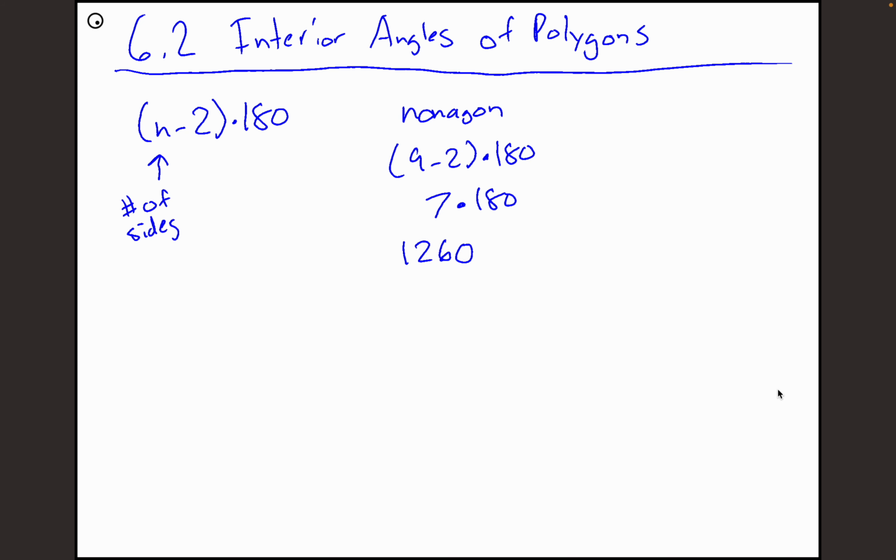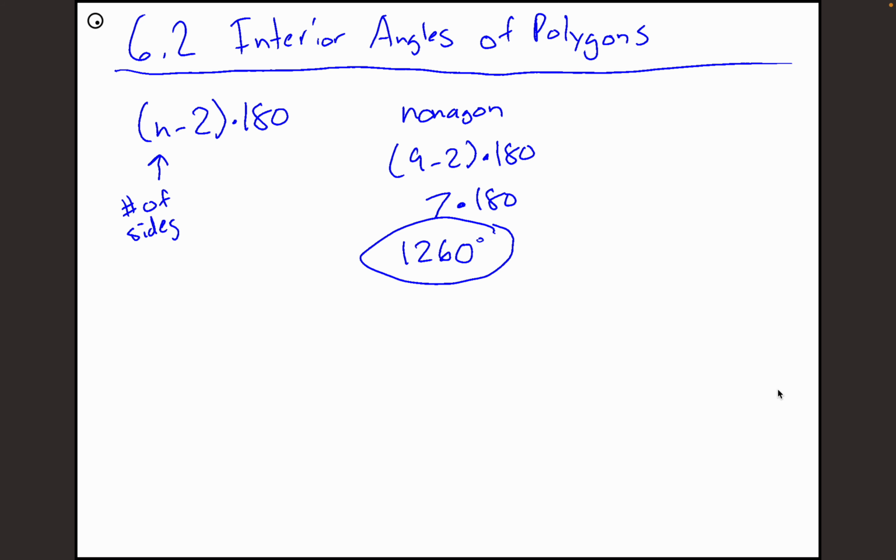Okay, 1,260 degrees. So for a nonagon, when you add all the angles together, it equals 1,260. Oh, yeah, I'm sorry. Yeah, 1,260. Thank you.